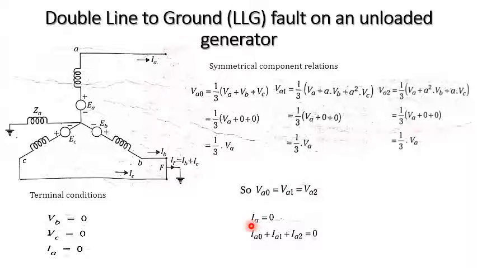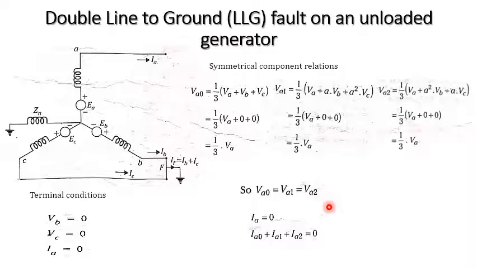Already we know that IA is equal to 0. It means that since the symmetrical components of the voltages are present, the symmetrical components of the phase current are also present.